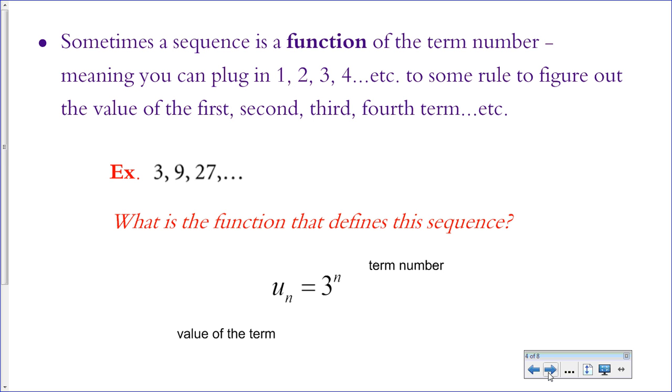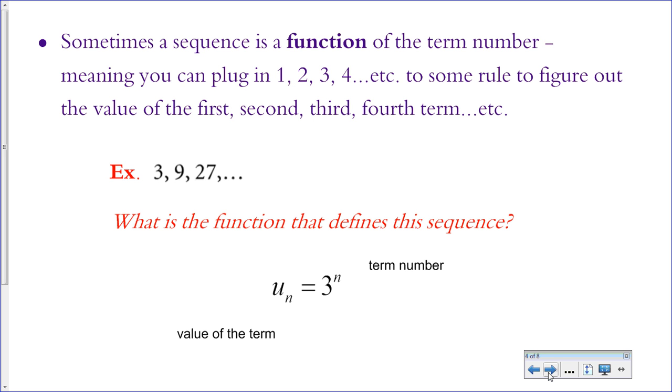Sometimes a sequence is a function of the term number, meaning you could plug in 1, 2, 3, 4, sort of like on that first slide that we saw, to some rule to figure out the value of the first or the second or the third or the fourth term. So if I wanted to find the 8th term, I could just plug in the number 8 to some function. Or if I wanted to find the 15th term, I could plug in 15 to some function. So here's an example of one that can be written as a function.